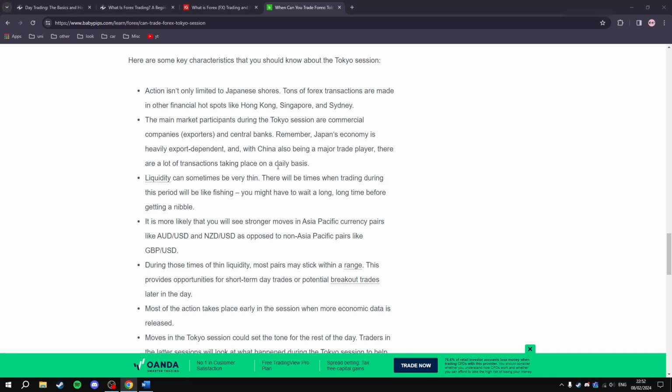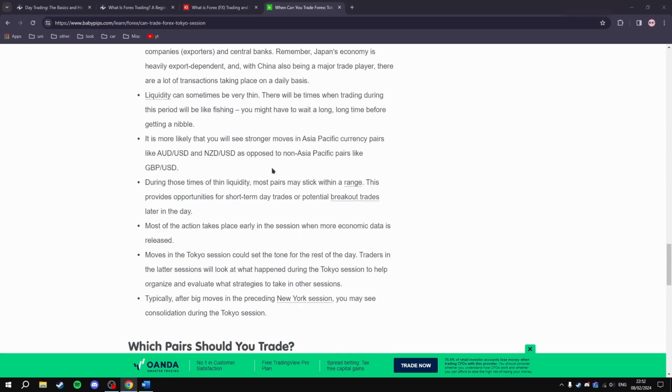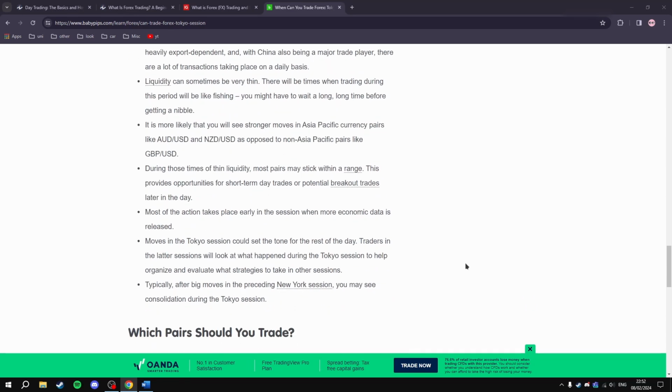Most of the action takes place early in the session when more economic data is released. Moves in the Tokyo session could set the tone for the rest of the day. Traders in the latter sessions will look at what happened during the Tokyo sessions to help organize and evaluate what strategies to take in other sessions. Typically, after big moves in the preceding New York session, you may see consolidation during the Tokyo session.